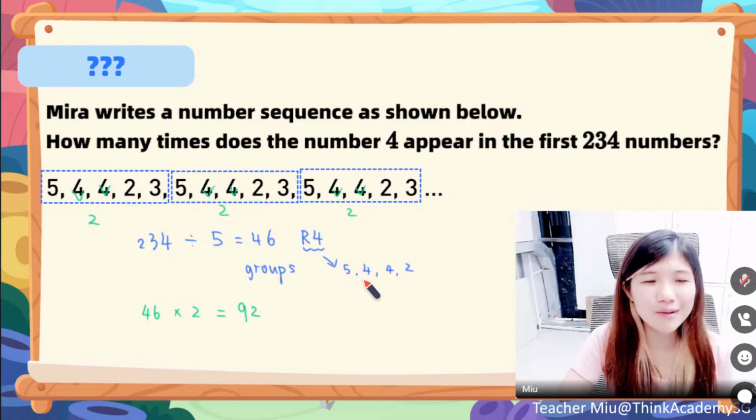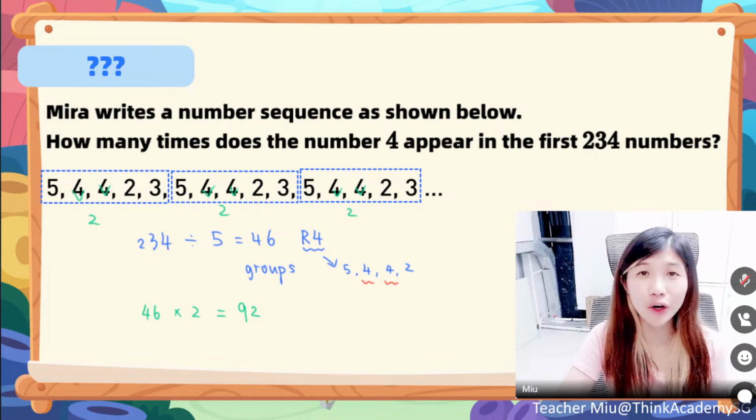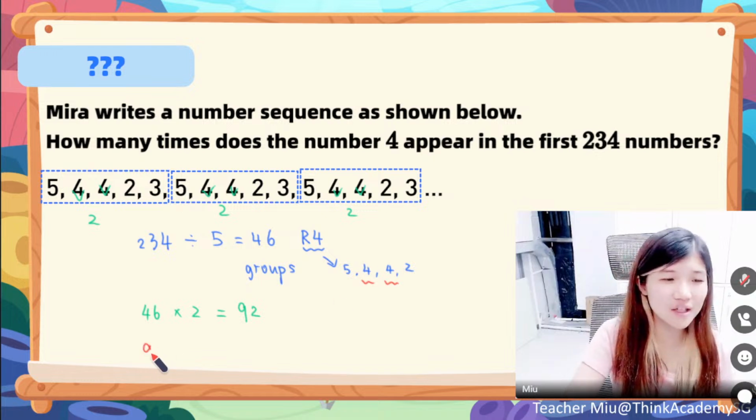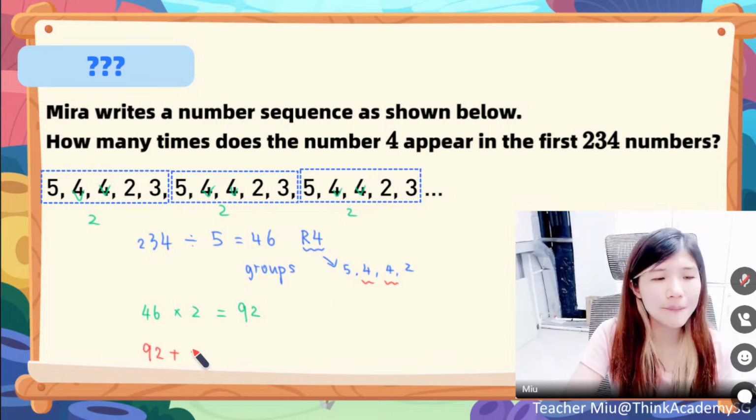How about those remainder 4? You still got 2 more 4s. So that's why you still need to add back those 2 more 4s to go to 94 4s.